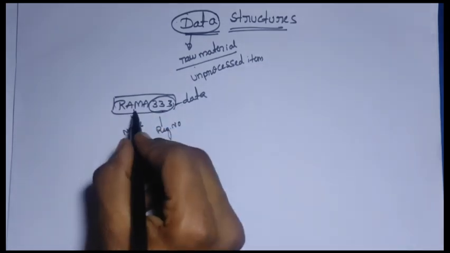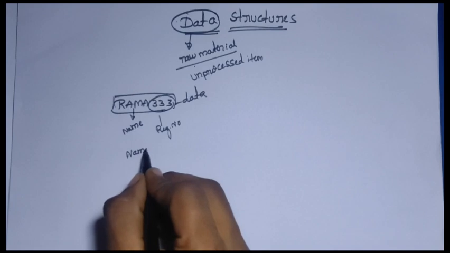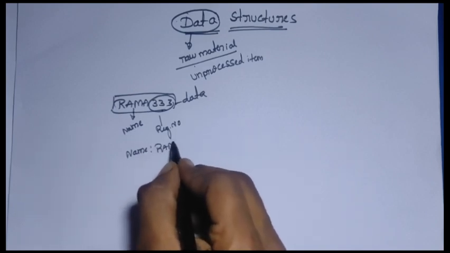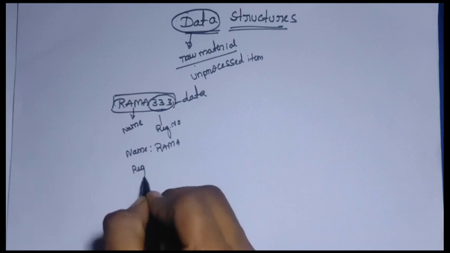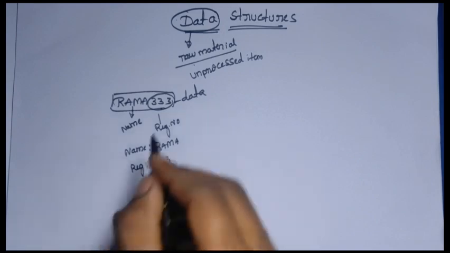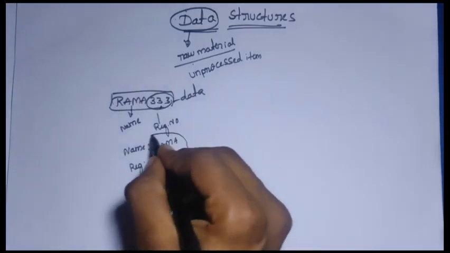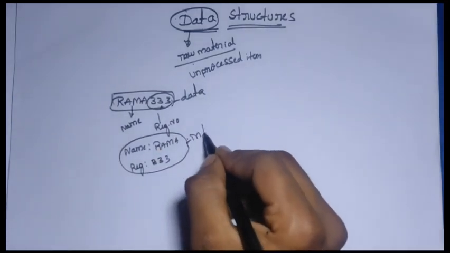That's right. So instead of writing in a single line, we make it as two lines. Name: Rama. Register number: 333. So this is the data, an unprocessed item, then forming into information.